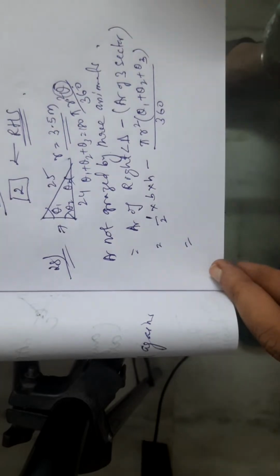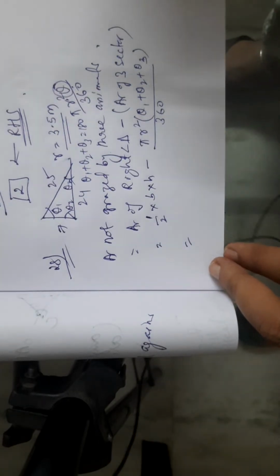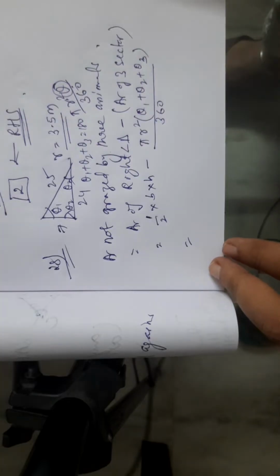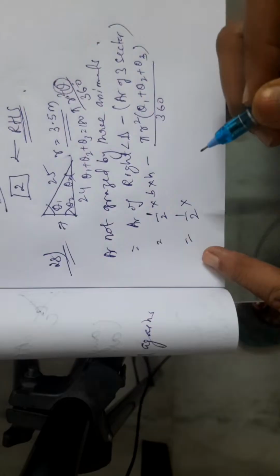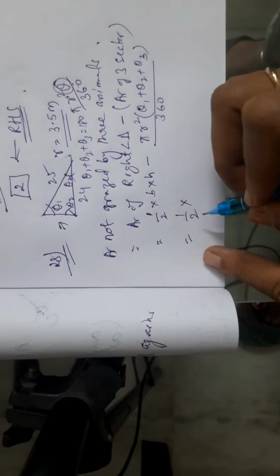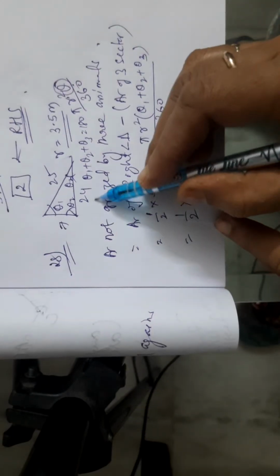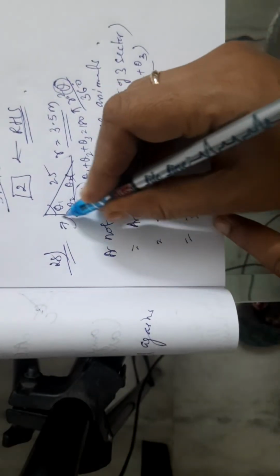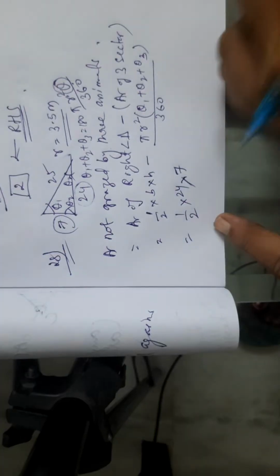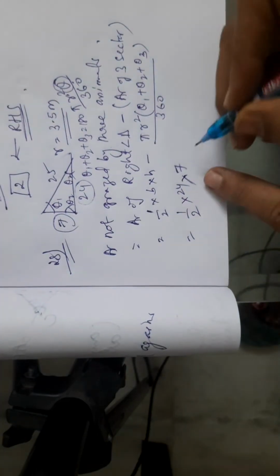Actually, I have my class by 6, so I cannot wait for more time. I'll put in all the values, you complete your calculation on your own. Half base is 24, height is 7 here, so you can calculate the triangle in that way.